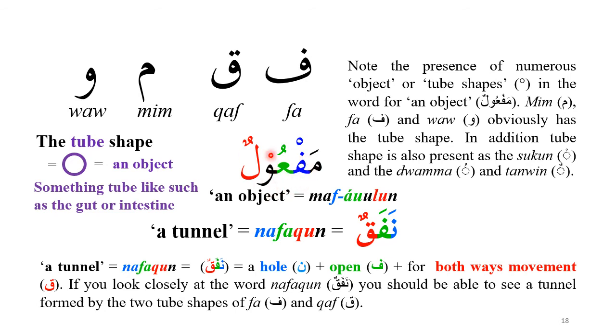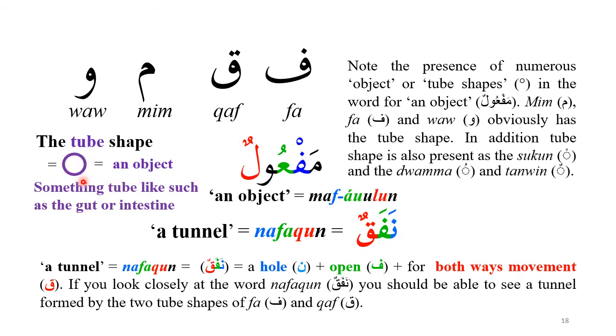It means an object. You can see in this word, this mim, fa, and waw has the object shape 3, and then this one also has object shape, right? The sukun has object shape. So it's basically present almost everywhere. And one of the meanings of the object shape is this tube shape.